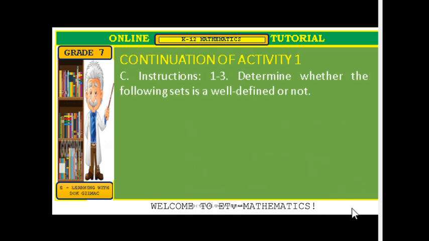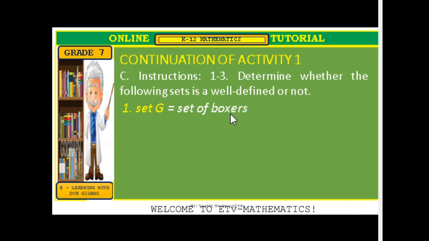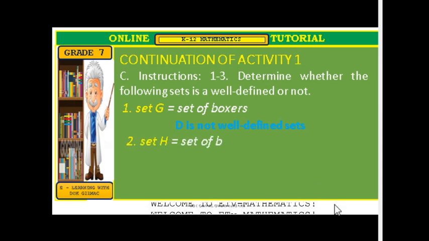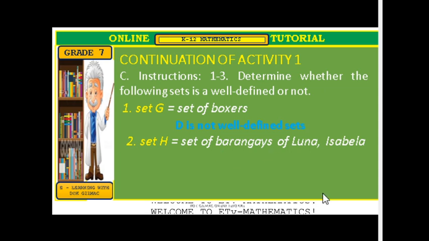Then you determine whether the following sets are well-defined or not. Set G is equal to set of boxers. If you try to analyze the given statement form of set G, set of boxers, it is not indicated here whether these boxers are professionals or not professionals. So therefore, set G is not a well-defined set. Okay? It's not D. Then, set H, set of barangays of Luna, Isabela.